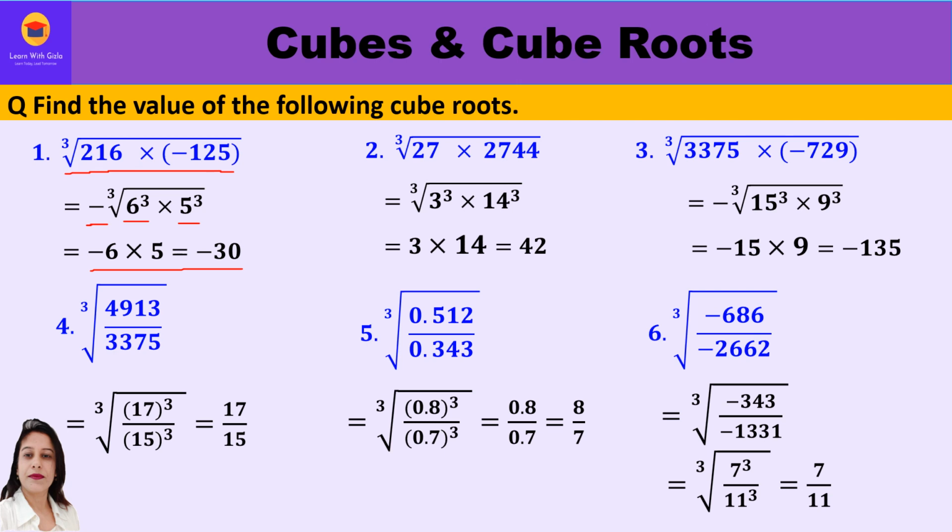Now in the second question, we have to find the cube root of 27 into 2744. 27 is 3 cube, 2744 is 14 cube. Further, 3 into 14 is 42.